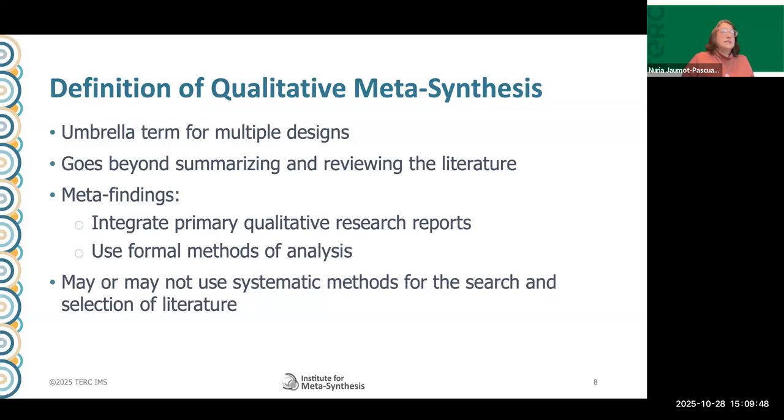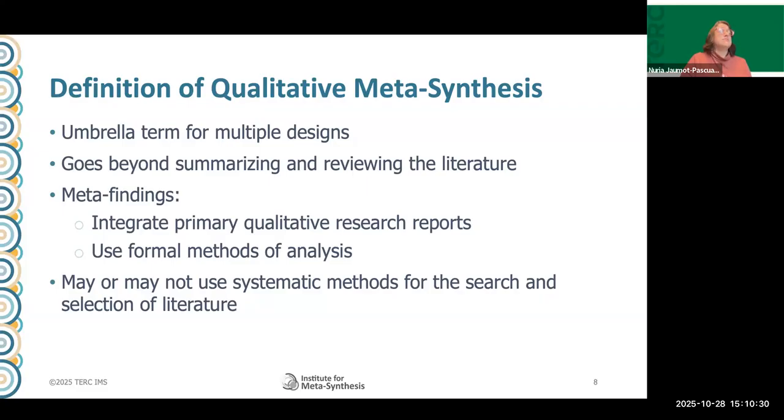What all qualitative metasynthesis have in common is that they integrate primary research reports or literature that report the results of qualitative studies. And what you do is you gather and analyze the data, which are the findings of each report. Furthermore, all metasynthesis use formal methods of analysis, such as content analysis, grounded theory, thematic analysis, whichever is your favorite, to analyze the findings and conclusions of qualitative empirical studies to develop meta findings. Coding is often part of the process, but not always.